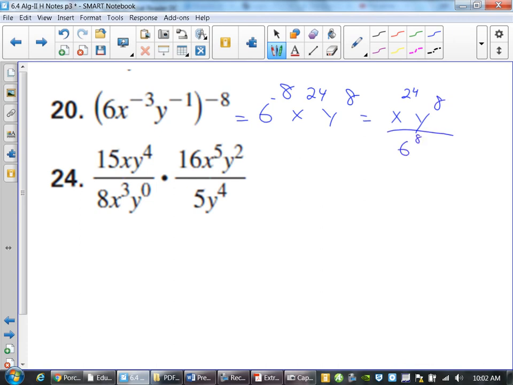I don't know what that is. It's got to be some very large number. There you go. 6 to the 8th is fine, because you might not get a calculator. Okay, so we don't have to do that.